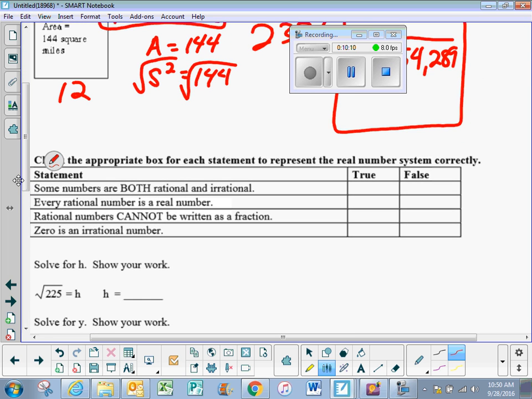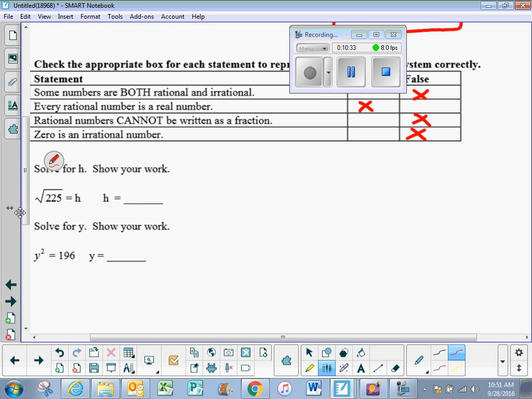Some numbers are both rational and irrational. False. They're opposites. You guys know, the prefix ir means the opposite of the other one. Every rational number is real. True. Rational numbers cannot be written as a fraction. That's the opposite. They can. False. 0 is irrational. False. It's a whole number. It's real. It's rational. Almost everybody got that, but very few of you got that it's both.